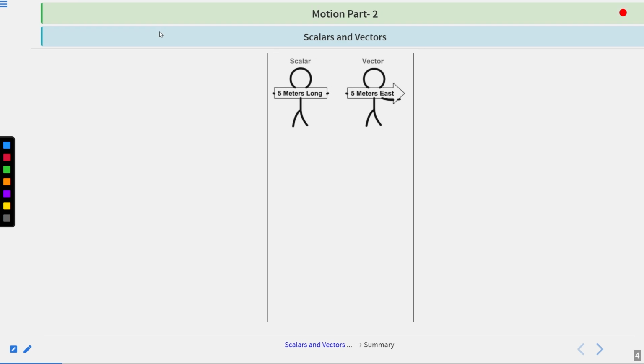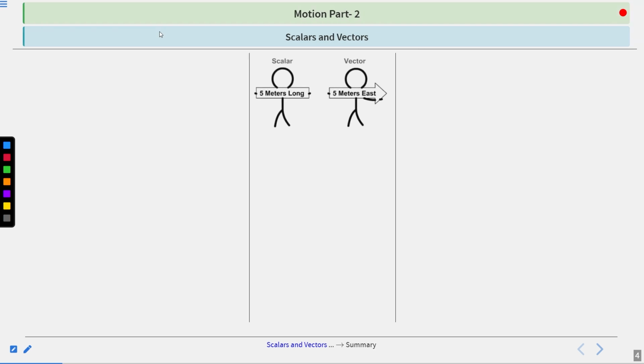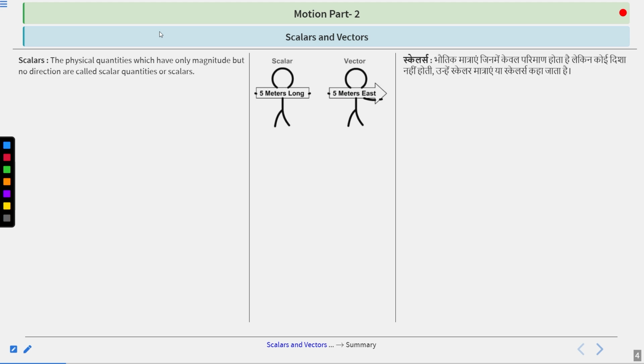Now, let's begin with scalars and vectors. So what do we mean by this? First, scalar. The physical quantities which have only magnitude but no direction are called scalar quantities or scalars. They have only magnitude; they could move, but not in any particular direction because they do not have any direction. That's why we call them scalars.